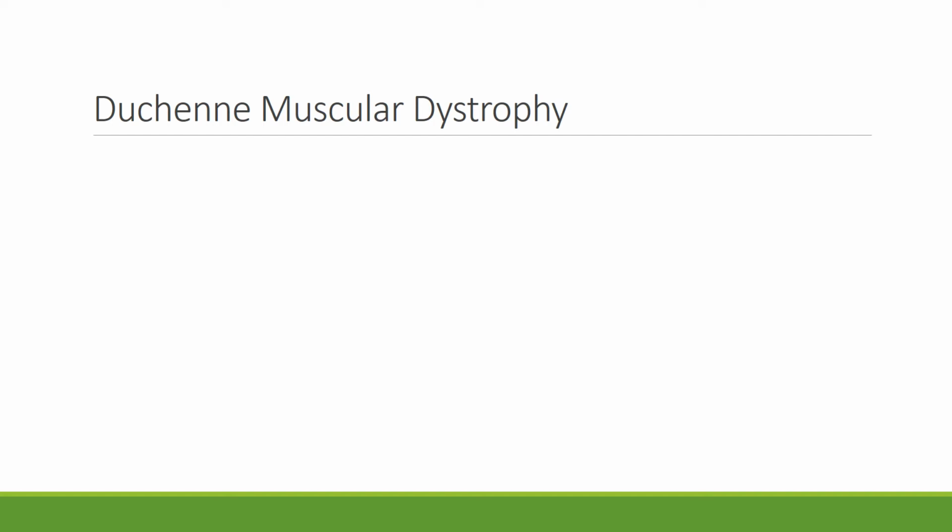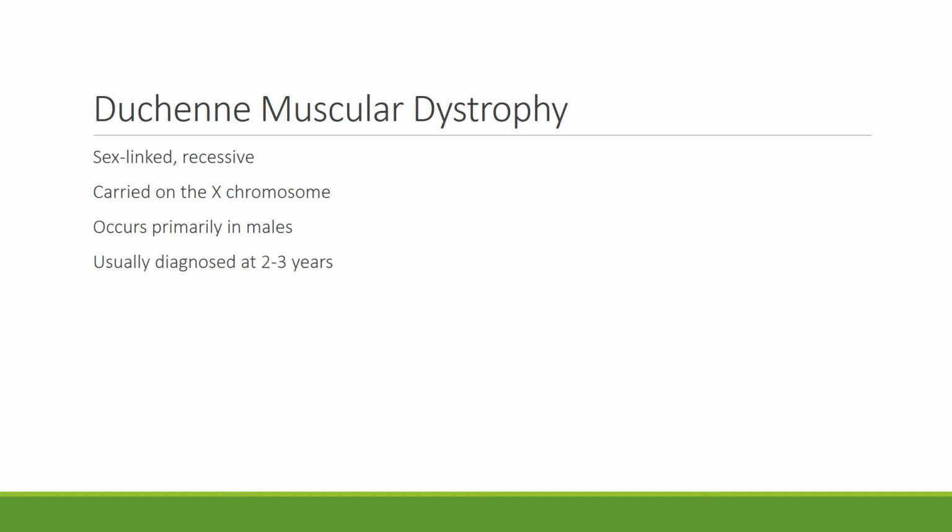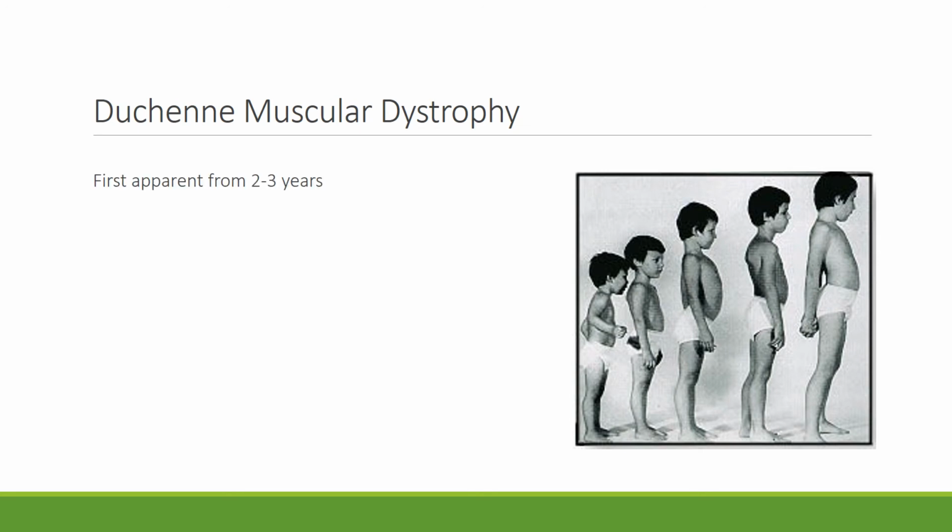I mentioned already that Duchenne muscular dystrophy is a sex-linked recessive trait. It's carried on the X chromosome and occurs primarily in males, and this is typical of sex-linked recessive traits. It's usually diagnosed at about 2 to 3 years of age, and rarely do they live beyond adolescence. Duchenne muscular dystrophy is first apparent between the ages of 2 and 3. Symptoms include general muscle weakness and atrophy.